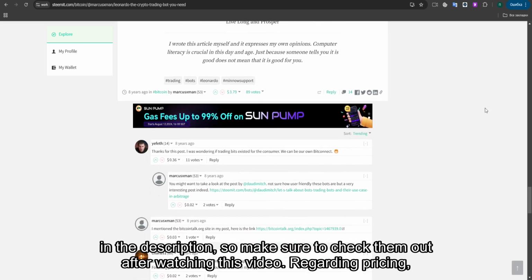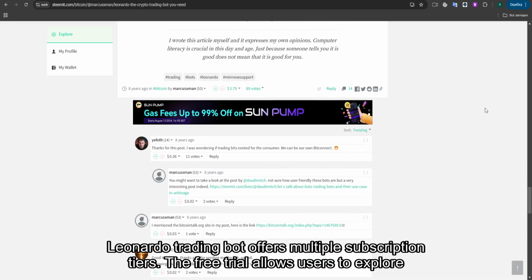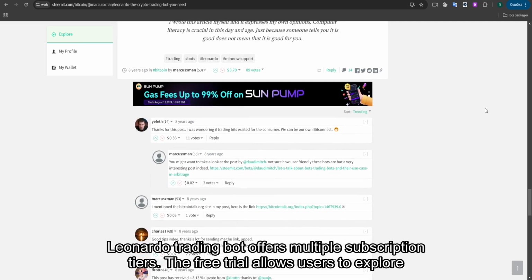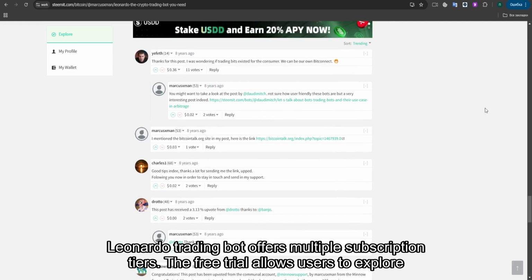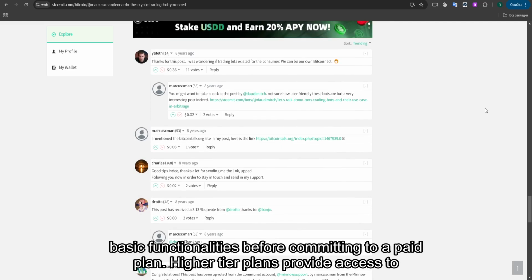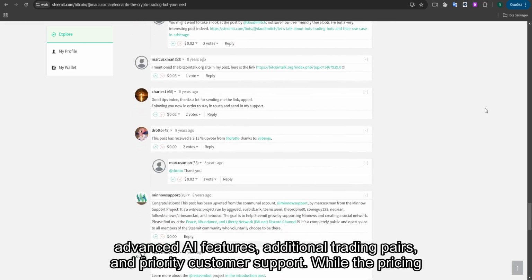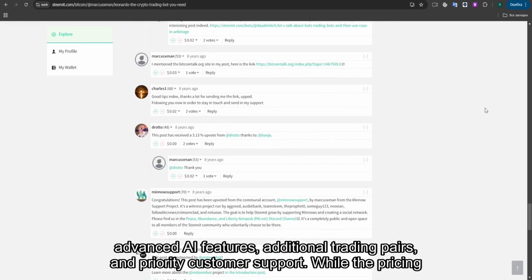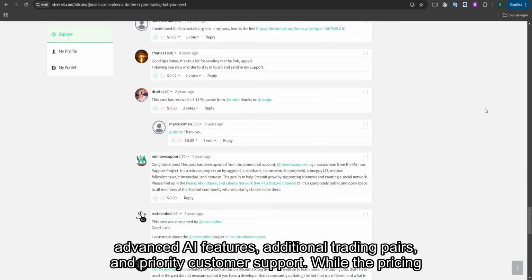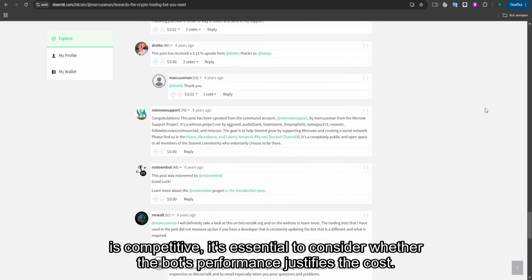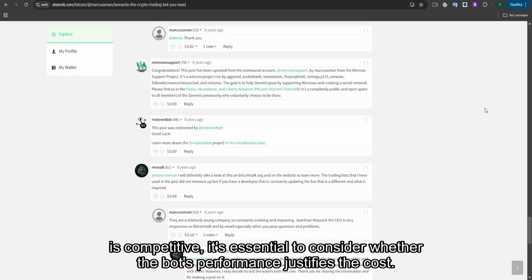Regarding pricing, Leonardo Trading Bot offers multiple subscription tiers. The free trial allows users to explore basic functionalities before committing to a paid plan. Higher tier plans provide access to advanced AI features, additional trading pairs, and priority customer support. While the pricing is competitive, it's essential to consider whether the bot's performance justifies the cost.